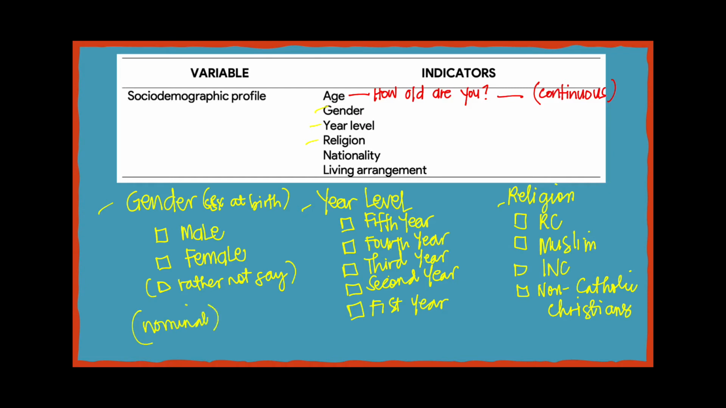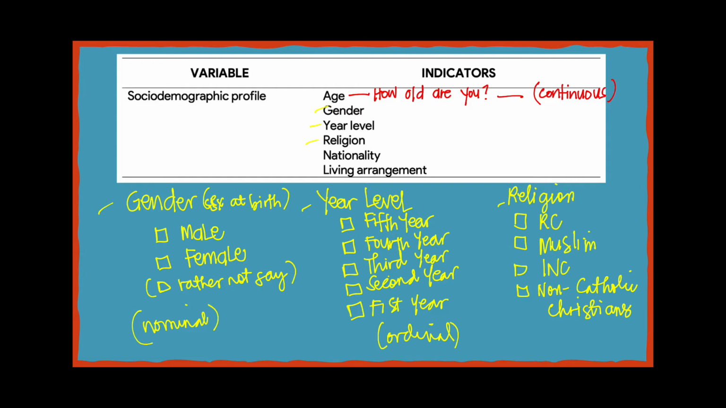Okay, so now for year level, of course, you have first year, second year, third year, fourth year, fifth year checklist. So again, this is not considered as a continuous variable because the arrangement, the proportion of the gap for each variable or each option is not proportionate. So this is more of an ordinal variable, right? So first to fifth year.